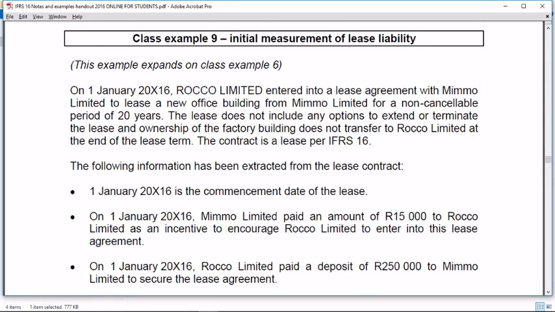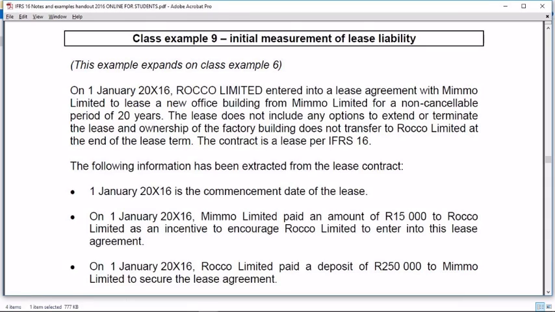IFRS 16 leases, initial measurement of the lease liability in the books of the lessee. Class example 9 will now be used to bring all principles together with regards to the initial measurement of the lease liability in the books of the lessee. This example is expanding on class example 6 that we've looked at in a previous presentation.